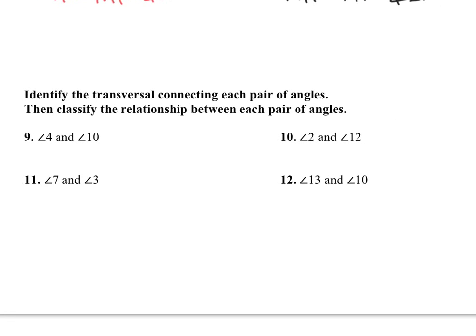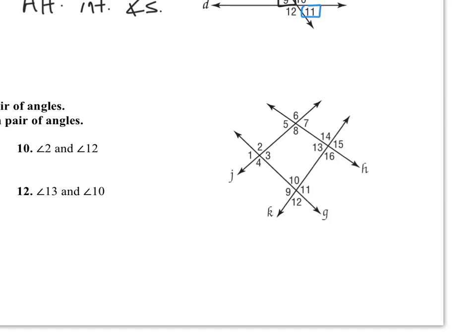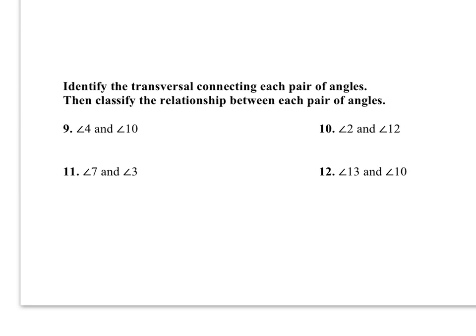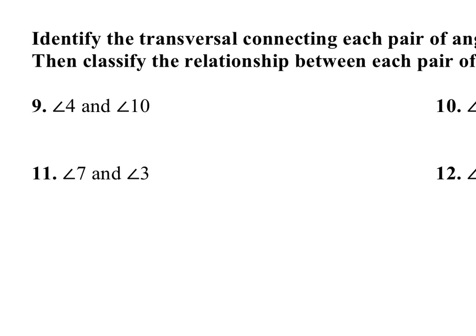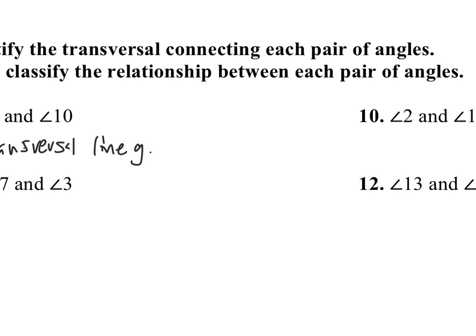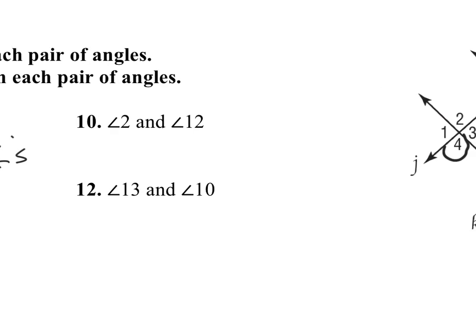So we want to take a look at angles 4 and 10. If I look at angle 4 and angle 10, they are alternating on either side of this transversal here, so it's G. I'm going to write that our transversal is line G, and those were alternate interior angles.